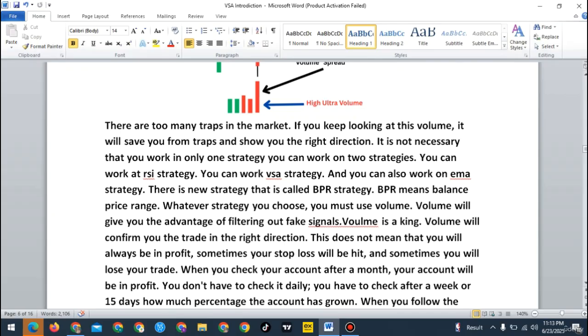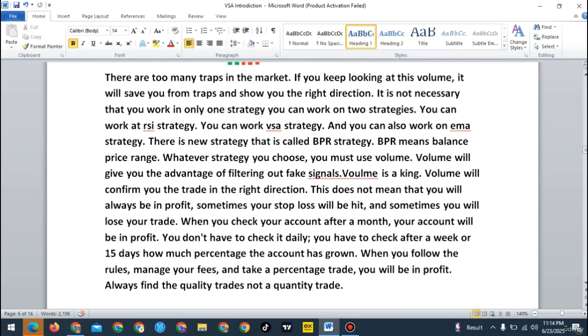This does not mean that you will always be in profit. Sometimes your stop loss will be hit and sometimes you will lose your trade. When you check your account after a month, your account will be in profit, and you don't have to check it daily. You have to check after a week or 15 days how much percentage the account has grown.